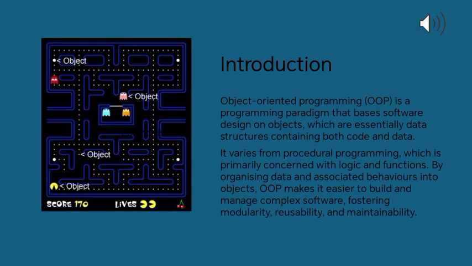This means it's easy to build and manage complex software. We can think it is easy to create the code, in Java for example. Modularity means when we create the classes in the language, and maintainability.